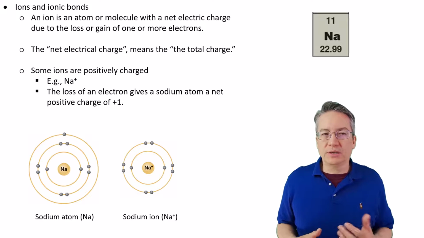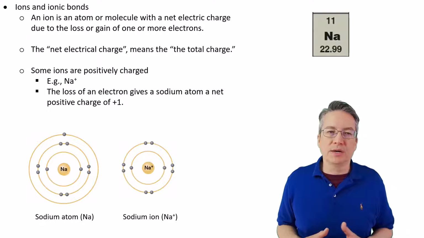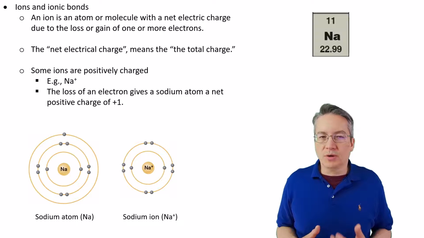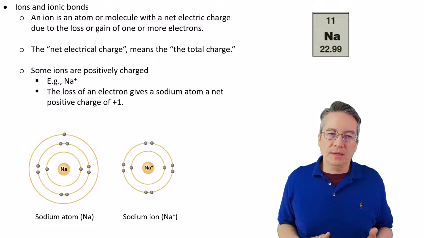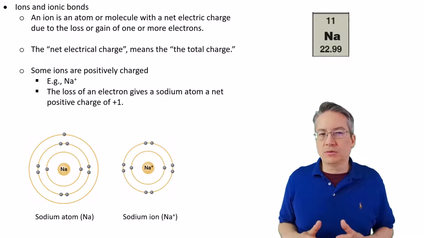In this video, I'm going to discuss ions and ionic bonds. An ion is an atom or molecule with a net electric charge due to the loss or gain of one or more electrons. The net electric charge means the total charge. Some ions are positively charged.